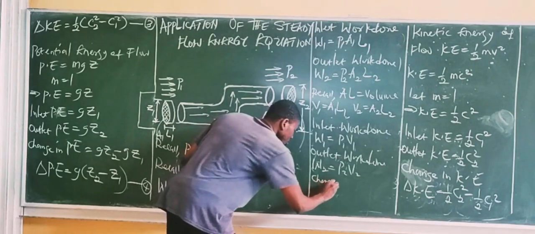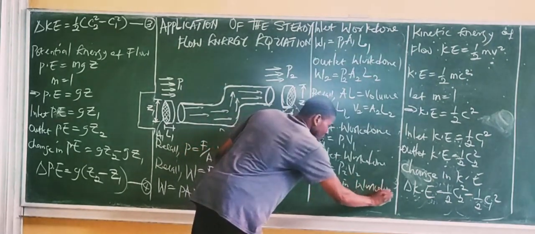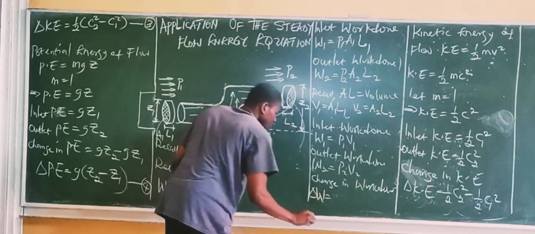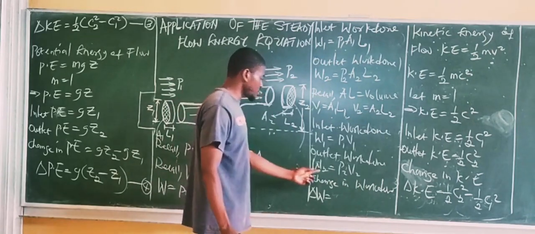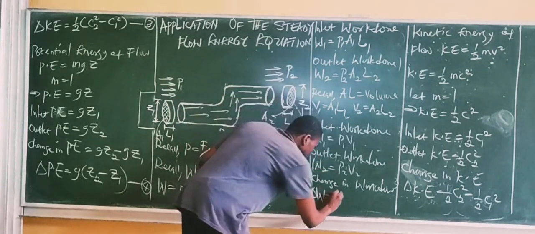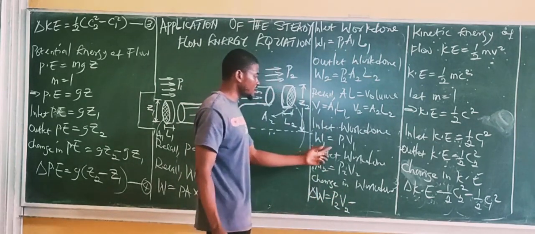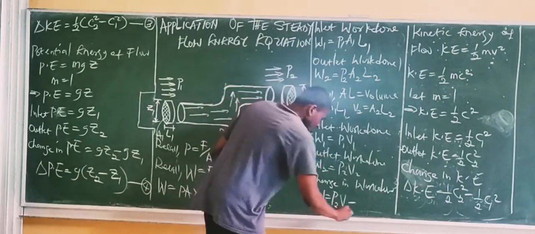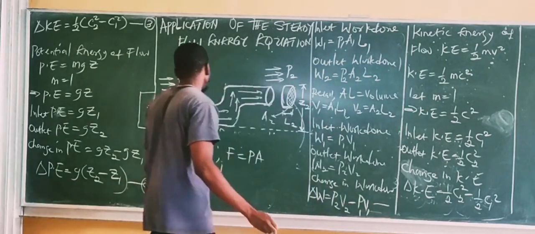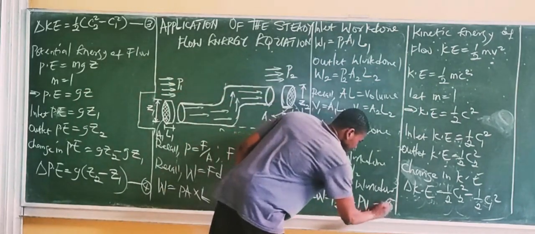Now we obtain the change in work done. The change in work done, delta W, is the final work done minus the initial work done. The final work done is P2 V2 and the initial work done is P1 V1, so delta W equals P2 V2 minus P1 V1. Call this equation 5.